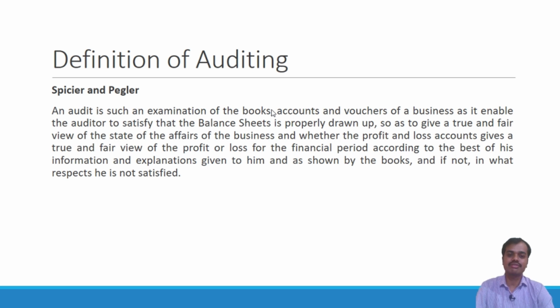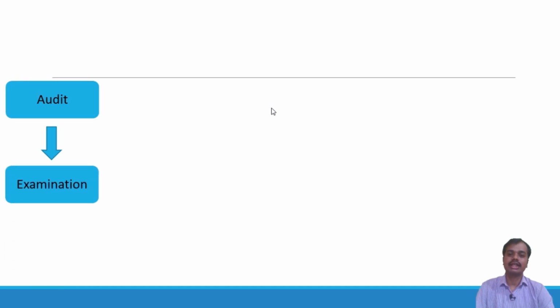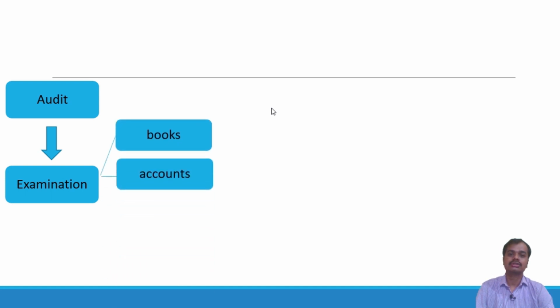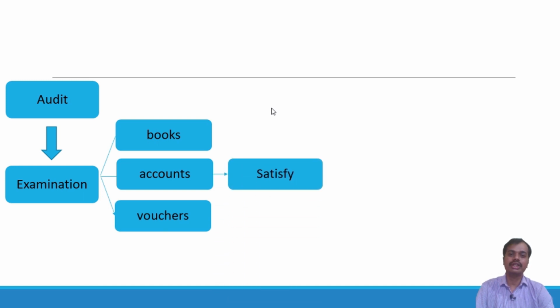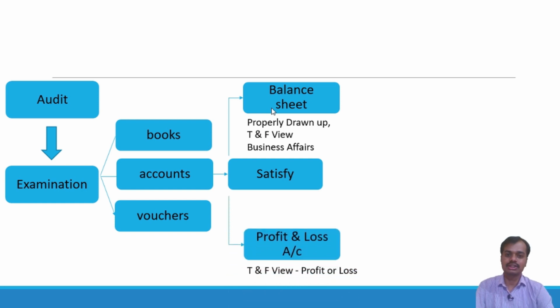Let's understand this definition in another way. An audit is such an examination of the books, accounts, and vouchers of a business as enables the auditor to satisfy himself on two things: the balance sheet and the profit and loss account.